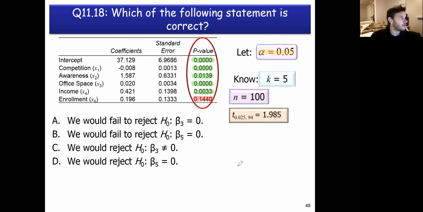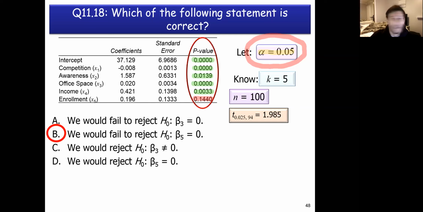The p-value there is 14.4%, which exceeds the level of significance of 5% of the test. So in this case, if you look carefully at your answer choices here, choice B is correct. We would fail to reject the null hypothesis that B5 equals 0 based on that p-value.